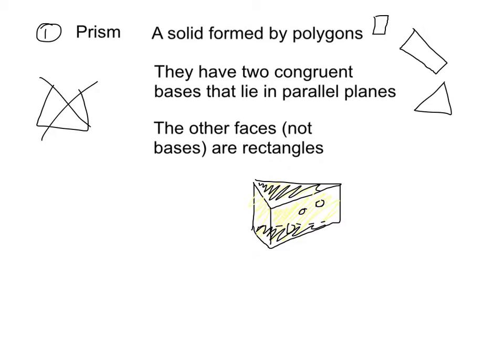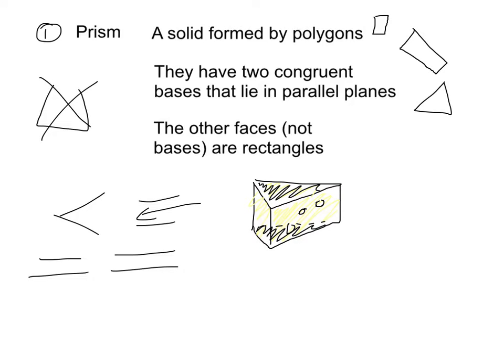Now they also lie in parallel planes. If those bases were to separate from the figure and fly off the screen at you, they would hit you in two different spots of your face. They would never come together if these are the two bases and they moved in this direction. They would never collide like that. They would continue on straight. And the other faces, not the bases, are rectangles. This side would be a rectangle, this side would be a rectangle, and that side back there that we can't actually see would also be a rectangle.